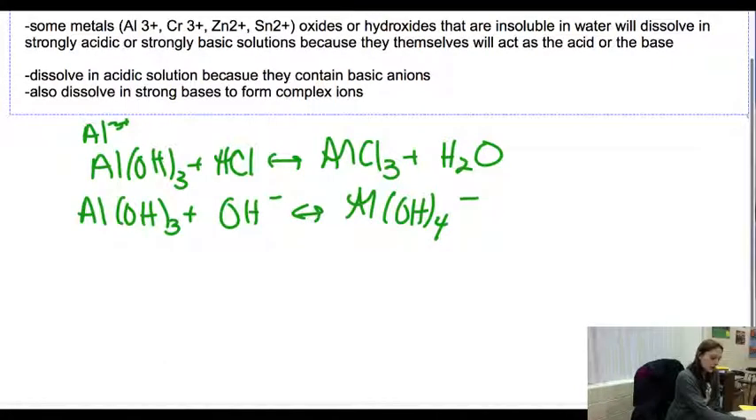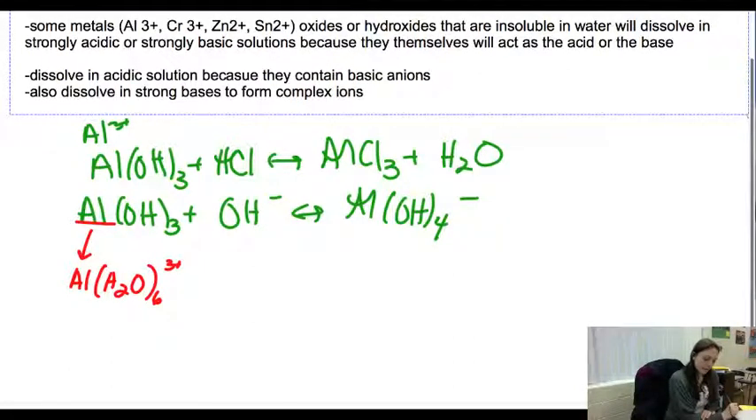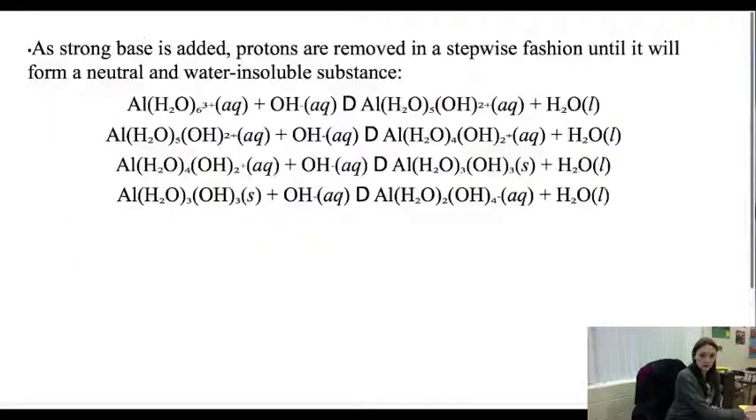Okay, now in reality, when aluminum dissolves in water, this is how it looks. It's really aluminum with 6 waters and a 3+ charge, because I have aluminum surrounded by 6 waters. Now as my strong base is added, this is what you have here on your sheet, protons are removed in a stepwise fashion until you form a neutral and water insoluble substance. So we have here what we started out with, aluminum, and in essence it has 6 waters around it.